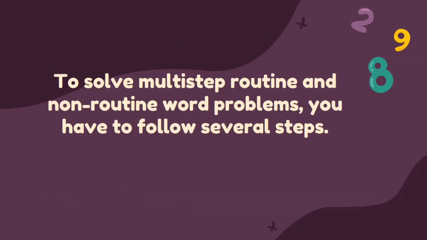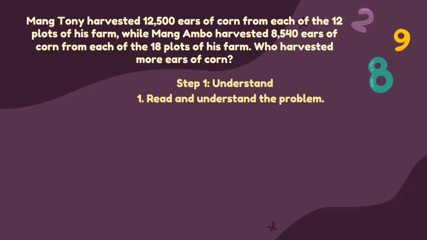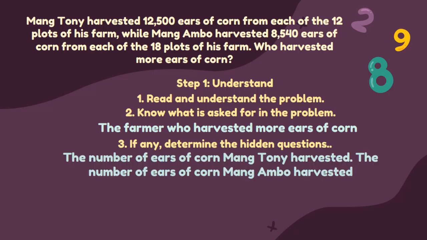To solve multi-step routine and non-routine word problems, you have to follow several steps. Step 1. Understand. Read and understand the problem. Know what is asked for in the problem. The farmer who harvested more ears of corn. If any, determine the hidden questions. The number of ears of corn Mang Tony harvested. The number of ears of corn Mang Ambo harvested.